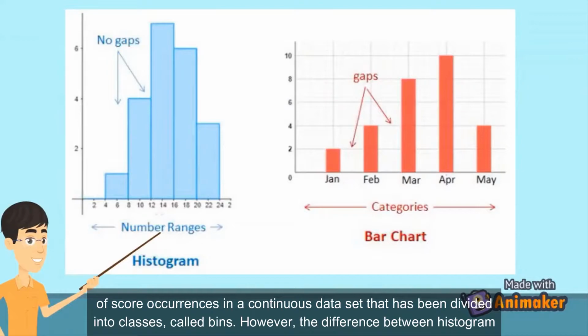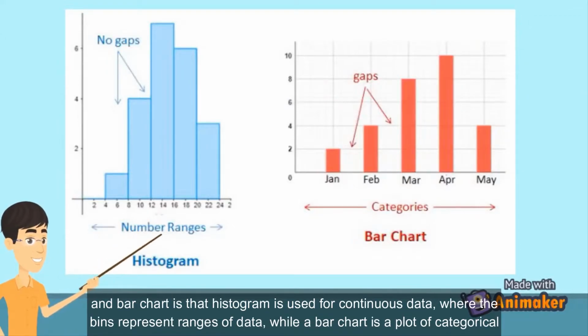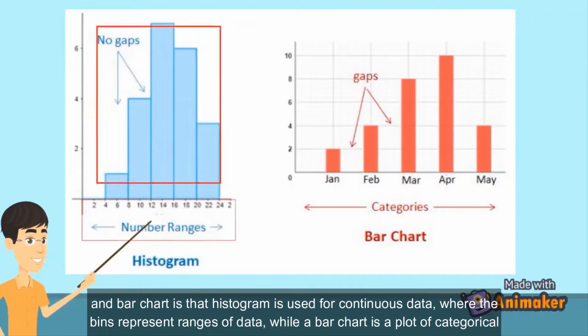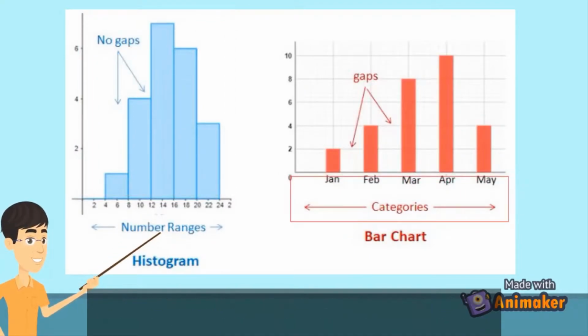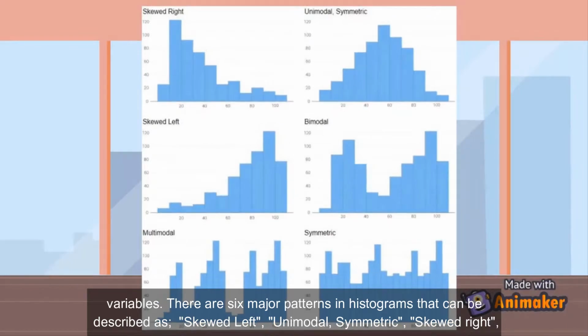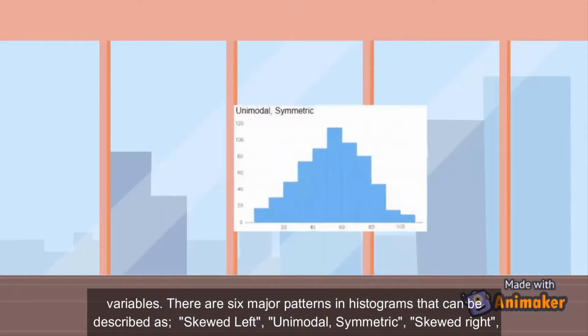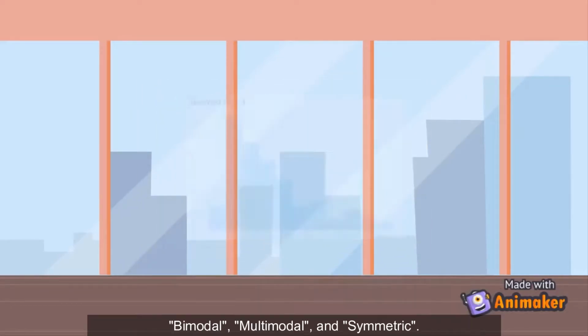However, the difference between a histogram and a bar chart is that a histogram is used for continuous data, where the bins represent ranges of data, while a bar chart is a plot of categorical variables. There are 6 major patterns in histograms that can be described as skewed left, unimodal, symmetric, skewed right, bimodal, and multimodal.